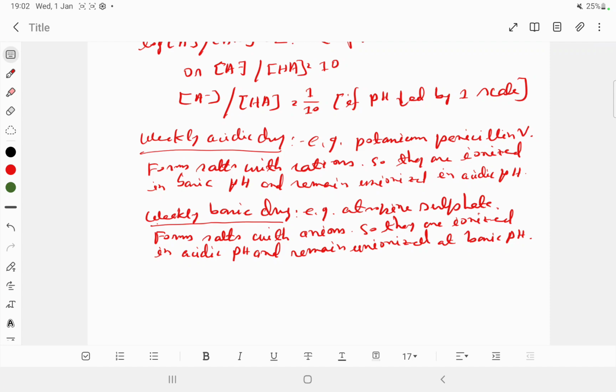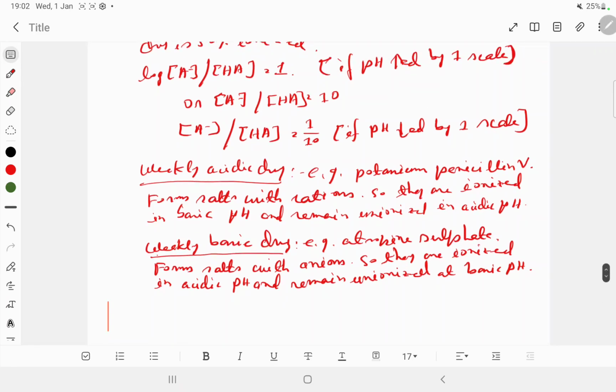An example is acidic drugs, for example aspirin, with a pK of 3.5. They are largely unionized at the gastric pH and they are absorbed from the stomach. Conversely, basic drugs, for example atropine, are largely ionized at acidic pH, but they are unionized in basic pH, so they are basically absorbed from the intestine.